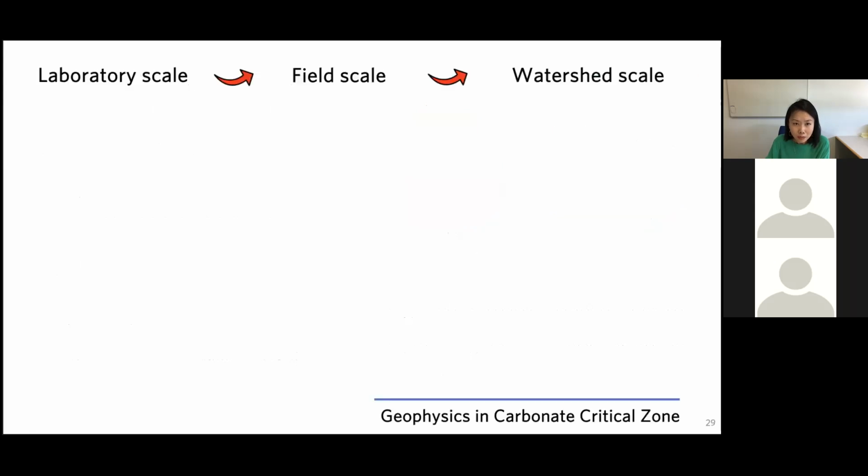So to summarize, I hope I gave you a very overall look at my research, and also other people's research in the topic of carbonate critical zone hydrogeophysics. I also want to point out it's very important to really study at different scales, not just the field scale, but we also need to go to the laboratory scale, and we also need to find a way to upscale our results to the watershed scale.